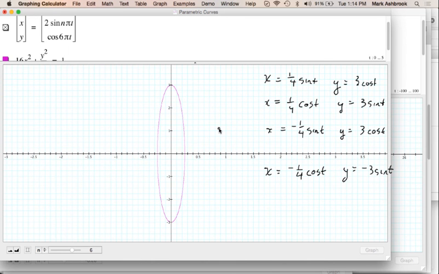Okay. In this case, for the first example, the very first one up here, I think we start here for this one. Dx dt is cosine, so it's similar to the first example, where it's going to start at the top and go clockwise. Dx dt is going to be 1/4 cosine t, which at 0 is positive. So it's going to be heading right. And that's what we had on the first one. We had x was sine and y was cosine, so it's going to start at the top and go clockwise.